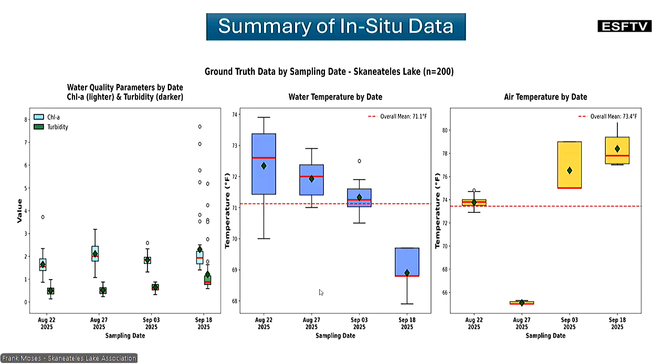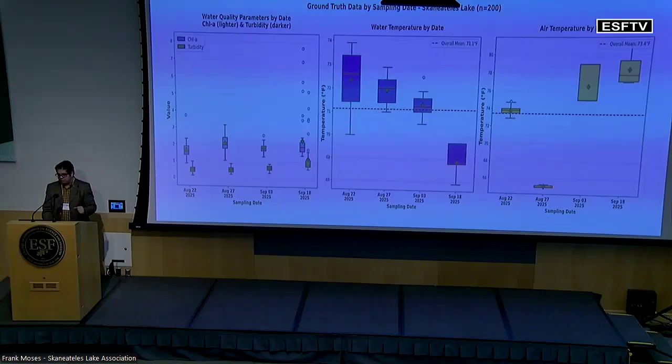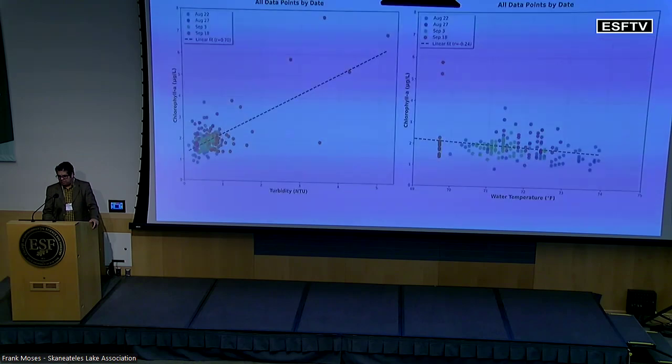And then, interestingly, we also collected water temperature. So water temperature basically drops, of course, throughout the season from late summer to early fall, and air temperature increases in this way. Interestingly, we had a pretty cold day on August 27th, but water temperature remained high. So these are just the analyses to understand the trends of water quality with regard to the field data.